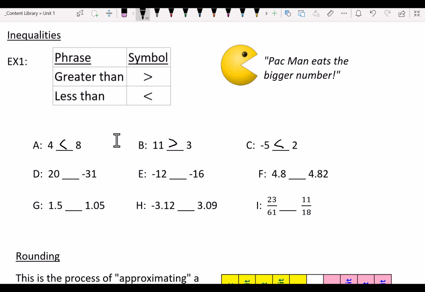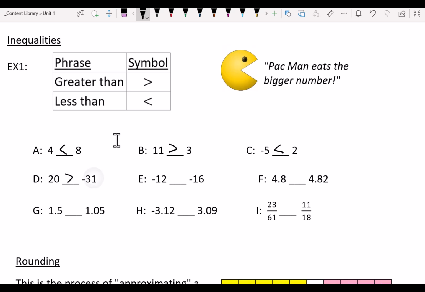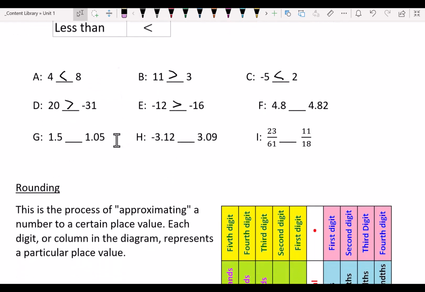Even though 31 is larger, like a positive 31 is larger than 20, it's a negative number, so it's going to be more negative. That means it's going to be much smaller than 20. So we want to eat the number 20. For -12 and -16, we got 2 negative numbers. Of course, positive 16 is bigger, but because it's negative, it just means it's a much smaller number. So it's going to be smaller than a -12. So I want to eat the -12 because it's not as negative as -16.